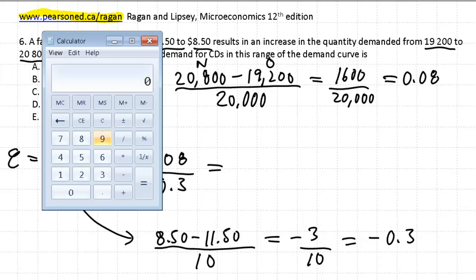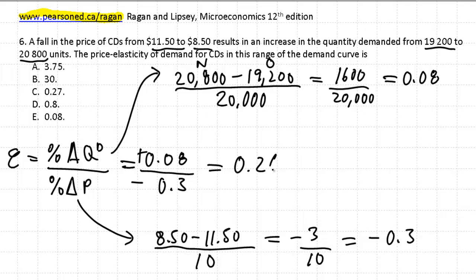So let's take that into our calculator. 0.08 divided by 0.3 will give us 0.26666. So we can round that off to 0.267. Now looking at our answer choices, this one looks to be the closest, so we would pick C here.